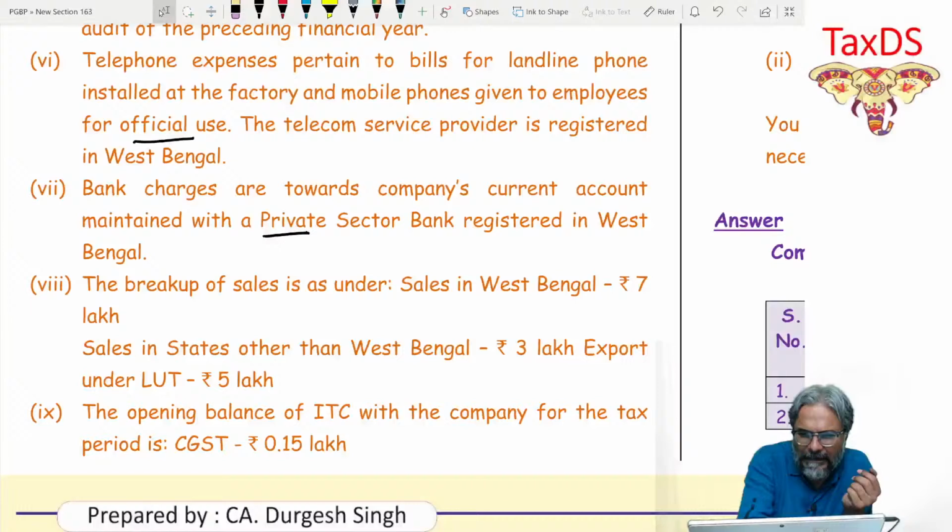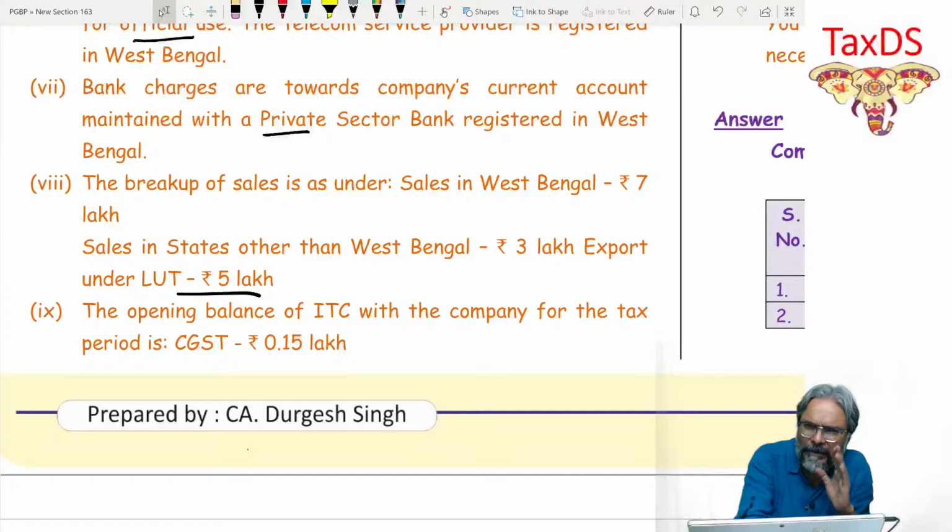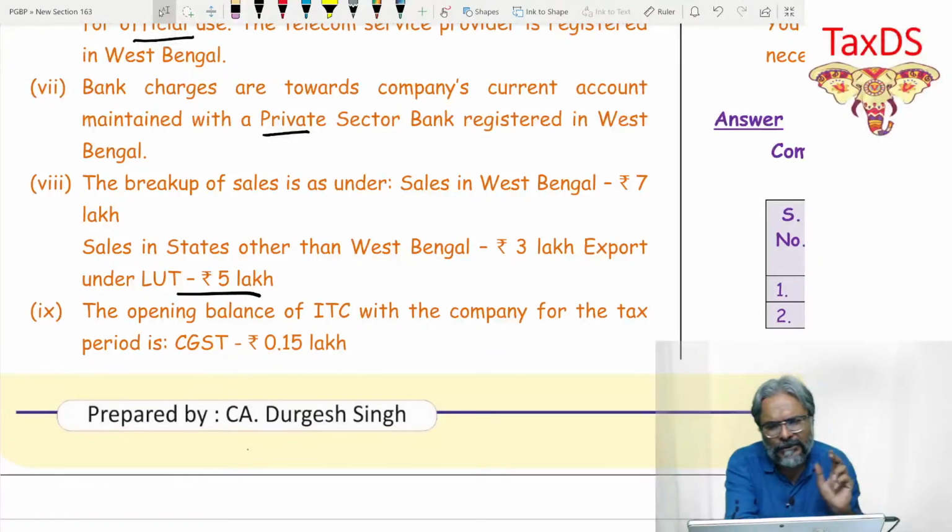The breakup of sale is as under: sale in West Bengal 7 lakhs, sale in state other than West Bengal is 3 lakhs, and export under LUT, students, is 5 lakhs. So no GST. But if there is no GST, students, on the export, can you avail the ITC on the corresponding inward supply? And the answer is yes. So as we all know, it is zero rated. So if there is any corresponding inward supply, and on that inward supply there is a GST charge, then the same is eligible for ITC. But so far we don't have any information of that. But just to tell all of you that this is how the position is, so just bear that particular point in mind.